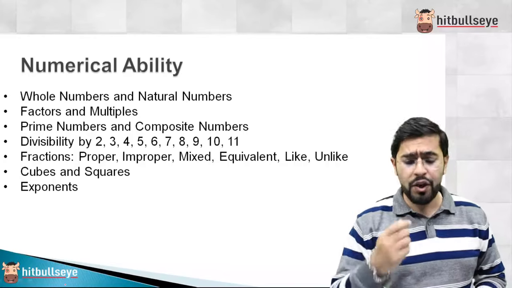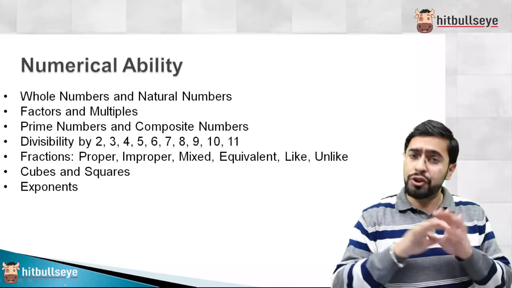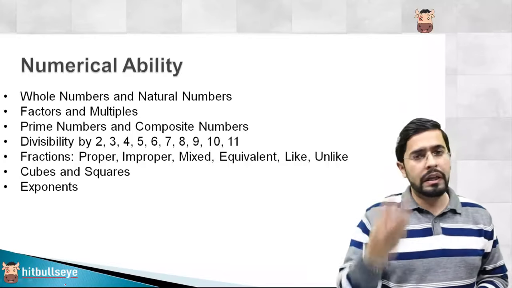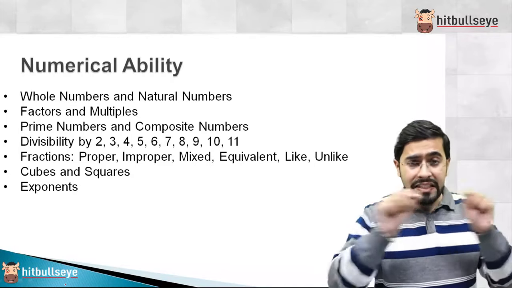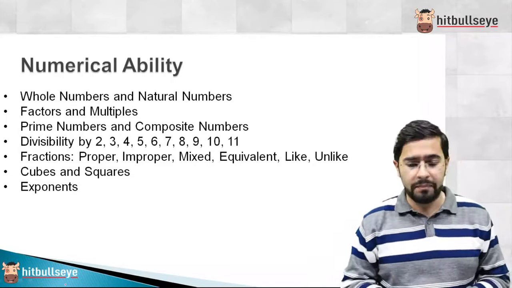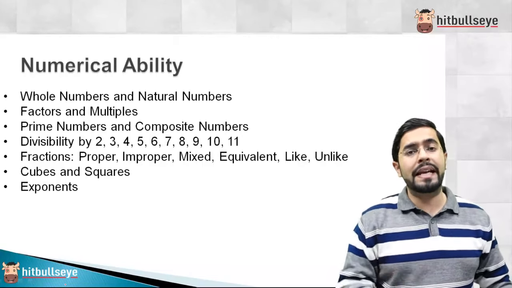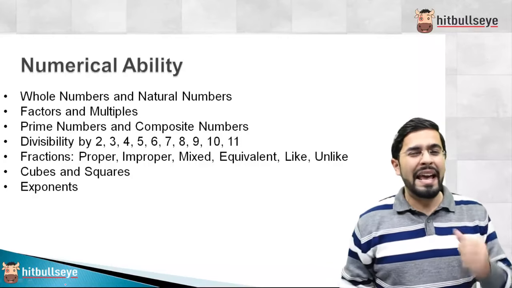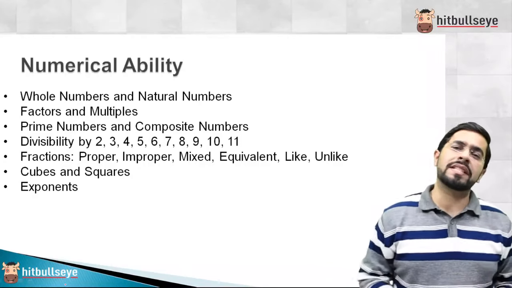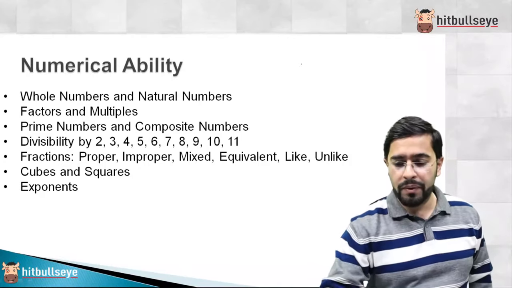Similarly, the rest of the numbers, for 8, the last 3 digits should either be 0 or the last 3 digits should be divisible by 8. For the number 9, the sum of all the digits should be divisible by 9. For number 10, the units digit must be 0. And for 11, well, 11 has a very interesting thing that I am going to tell you.